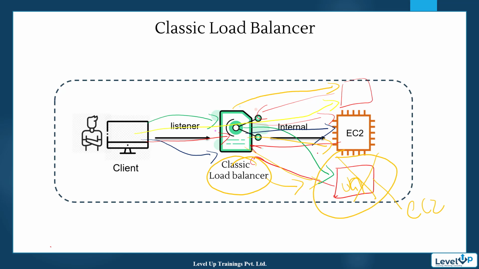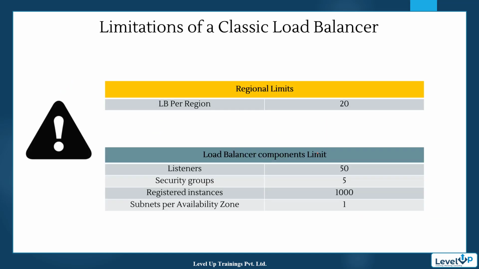Now we don't use the classic load balancer much, because there are a couple of limitations. For each load balancer per region you can create up to 50 listeners, 5 security groups, you can register up to 1000 instances in one load balancer, and 1 subnet per availability zone. These are some of the limitations of the classic load balancer.